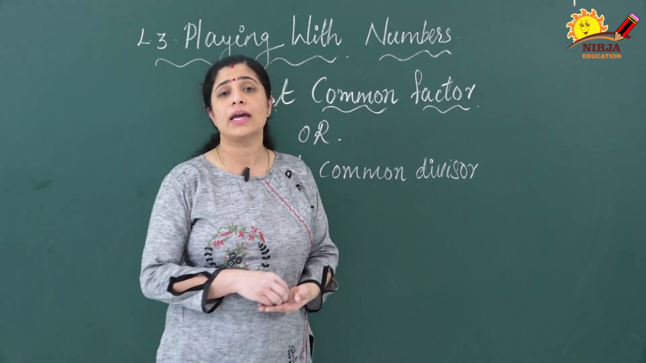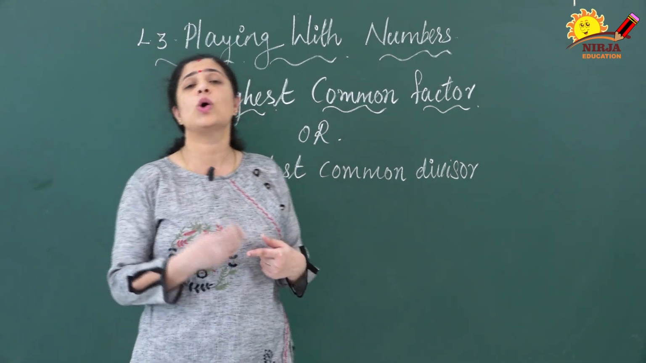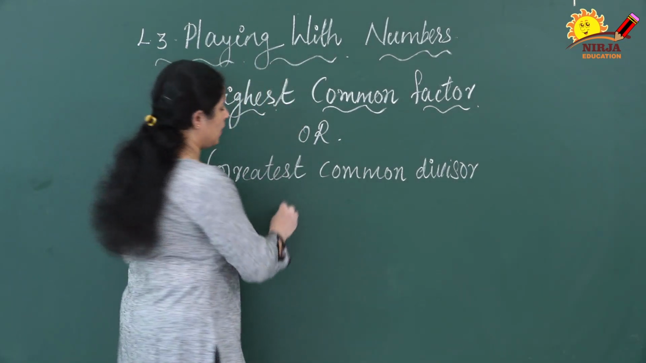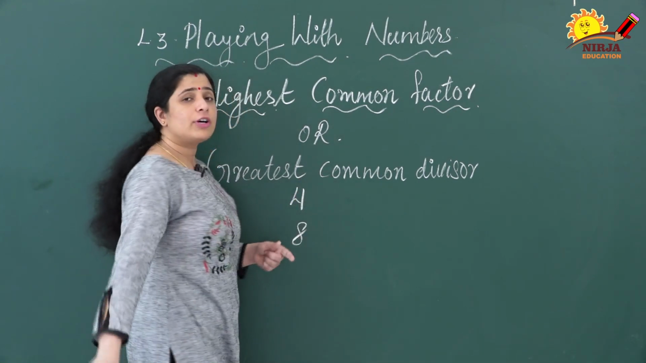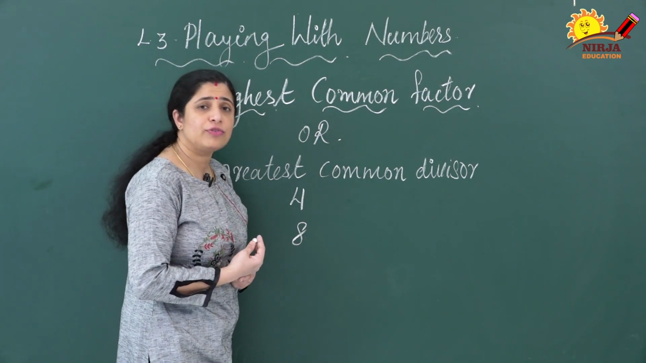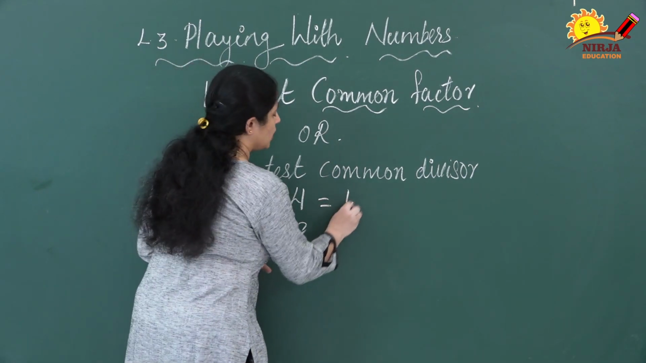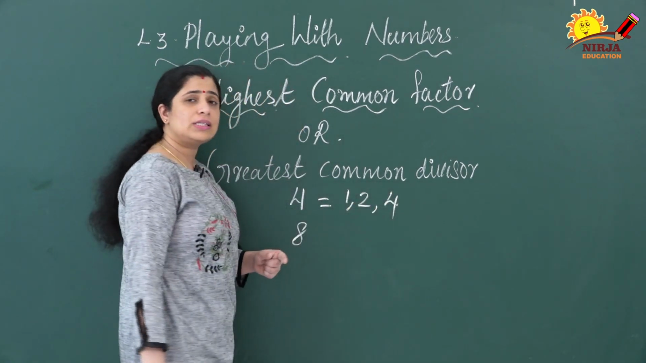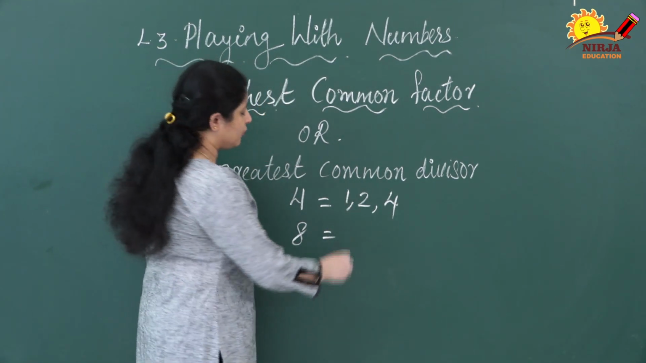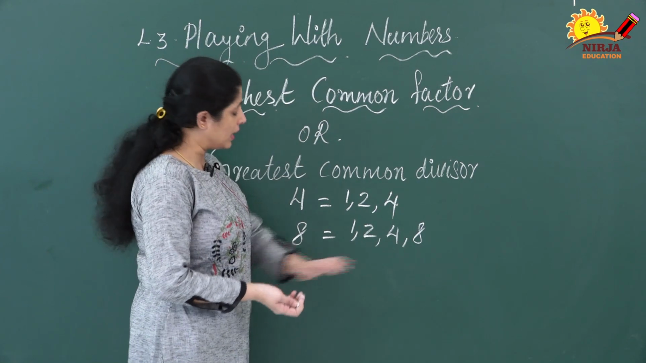Before going to the highest common factor, we will first see what is a common factor and how we can find the highest common factor from the given question. Suppose we take two numbers, 4 and 8. First we have to write the factors. Already we have discussed in the previous video how to find the factors of a number. The factors of 4 are 1, 2 and 4. Next you have to write the factors of 8. The factors are 1, 2, 4 and 8.